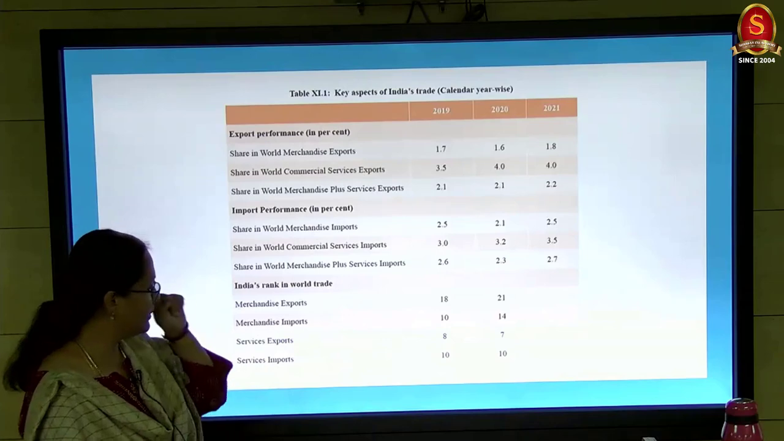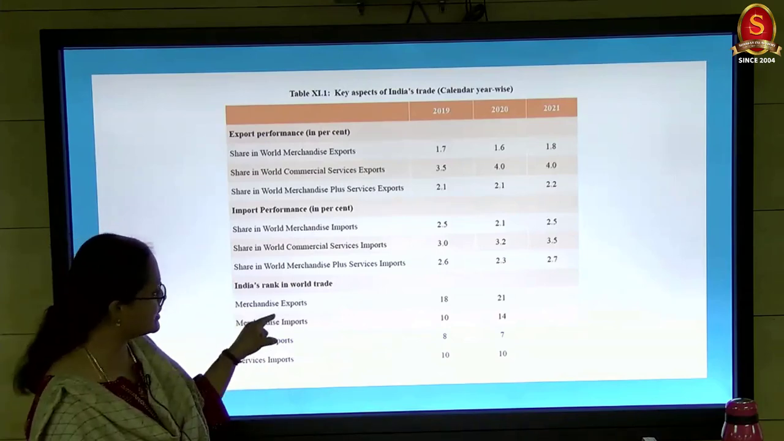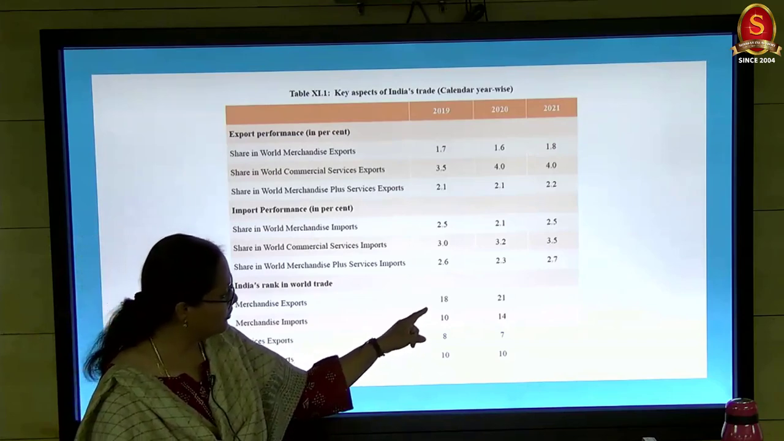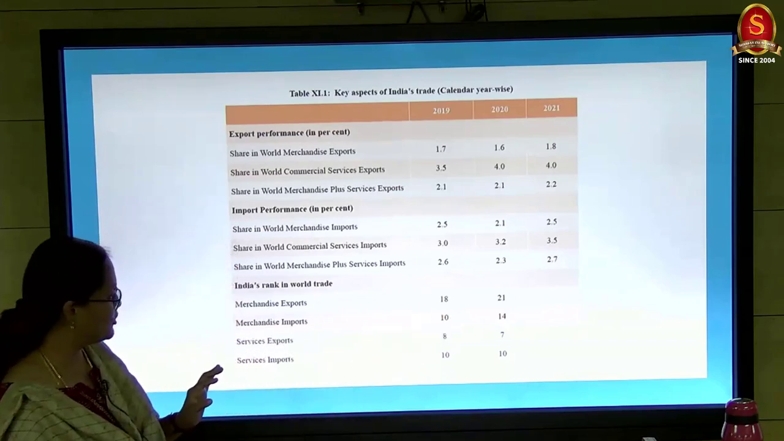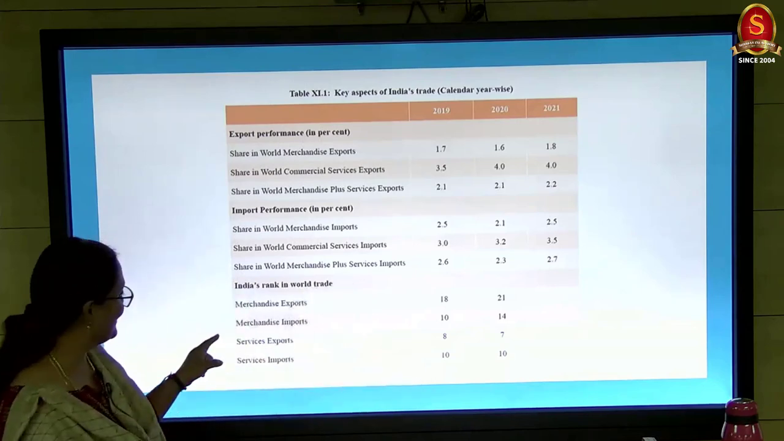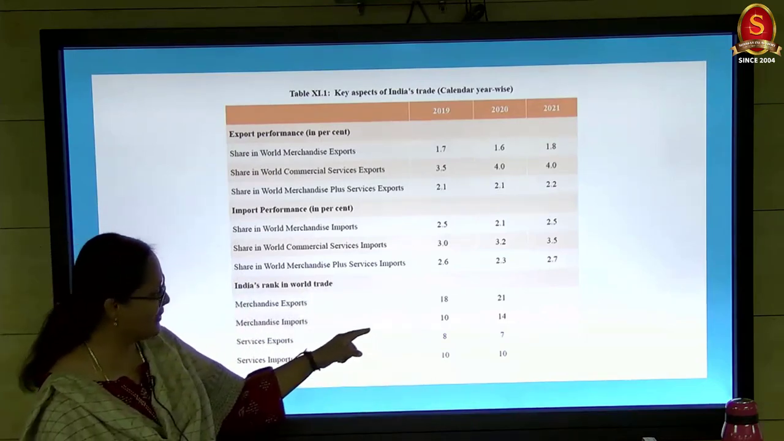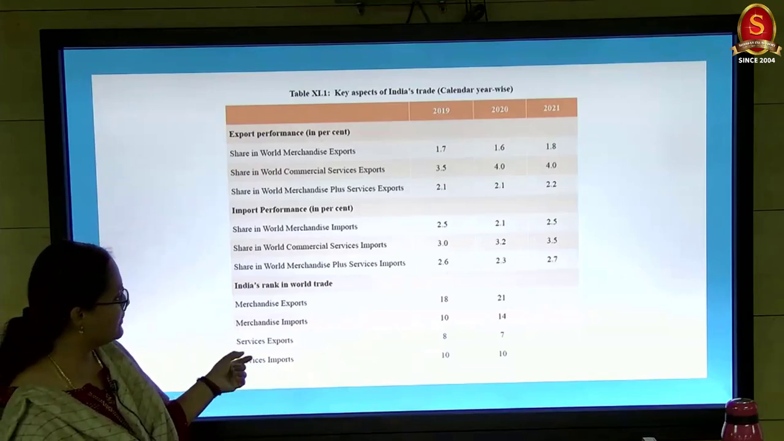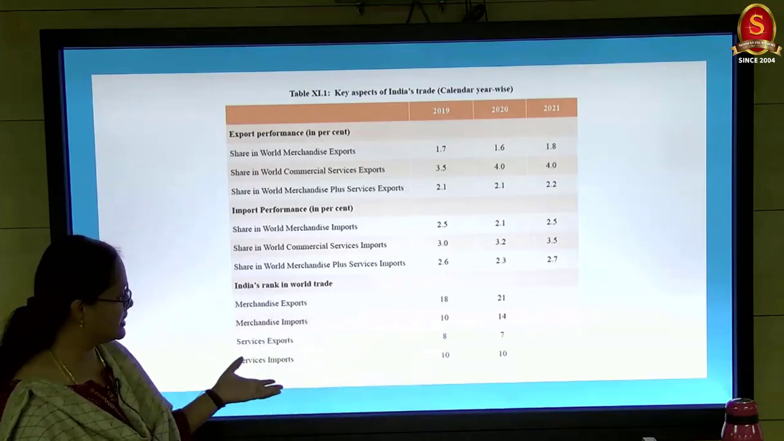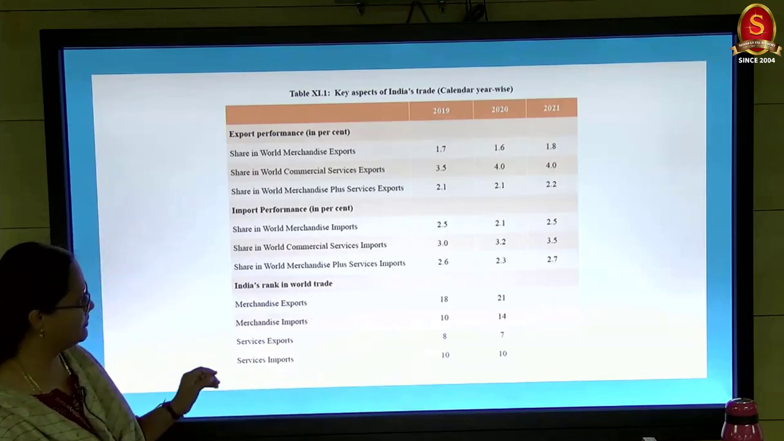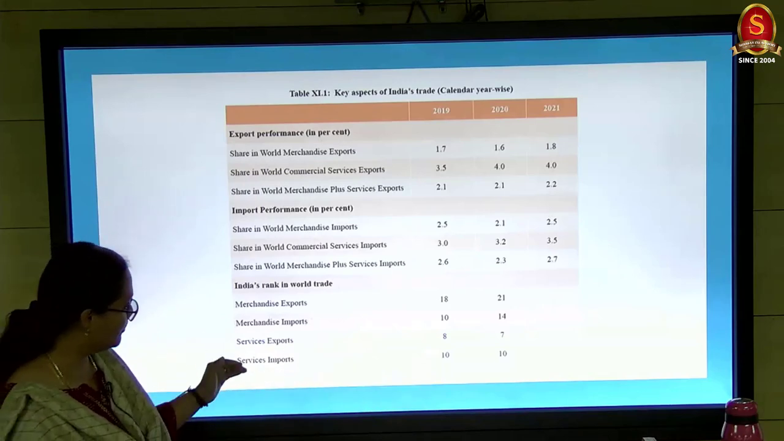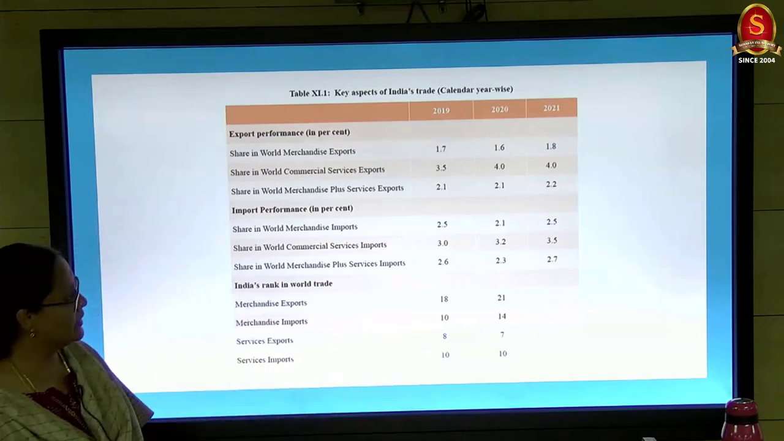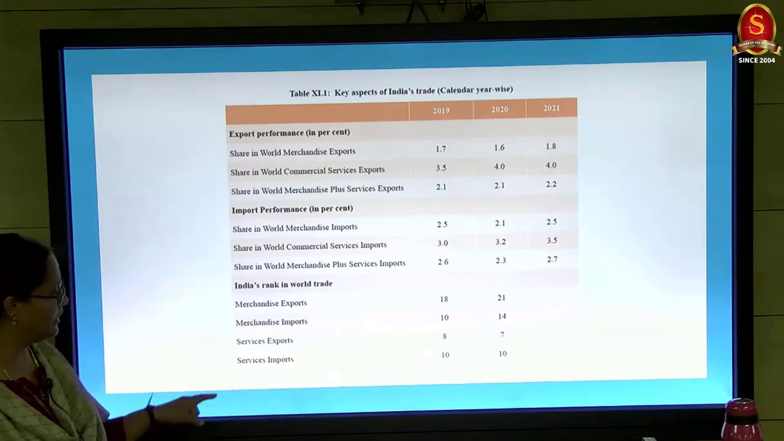India's rank in world trade. In merchandise exports, we have moved from 18 to 21. Whether I should call it an improvement is a question. In merchandise imports, we have definitely moved up because we are importing a lot. Service exports are almost remaining the same. Service imports are also almost the same, right? Maybe we are becoming better off in service exports. One rank we have gone ahead, whereas in imports we are remaining the same.